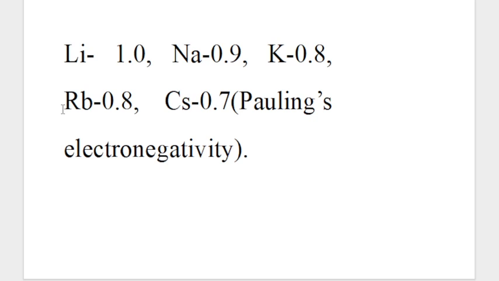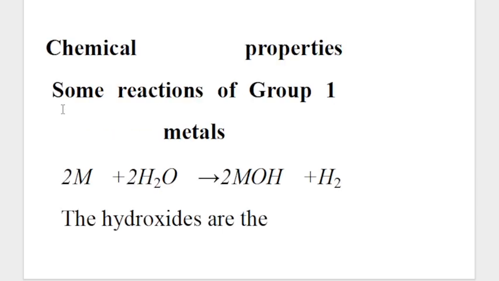So anytime you have a large difference in electronegativity, the implication is that you are likely going to have an ionic compound formed between the two elements combined. Now the chemical properties of some of the metals, or some reactions carried out by these metals in group 1. Every one of them reacts with water to give a hydroxide of the metal and hydrogen gas.